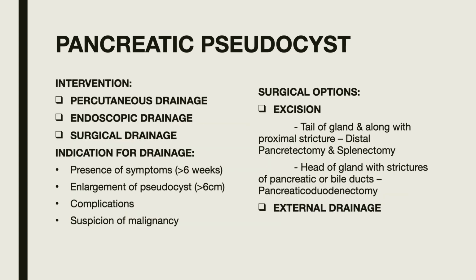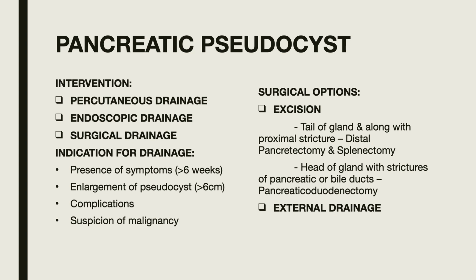The interventions that could be done in pancreatic pseudocyst include percutaneous drainage, endoscopic drainage, and surgical drainage. The indications for drainage include presence of symptoms for more than 6 weeks, enlargement of the pseudocyst to more than 6 centimeters, when there are already complications such as bleeding or abscess, and if there is suspicion of malignancy.